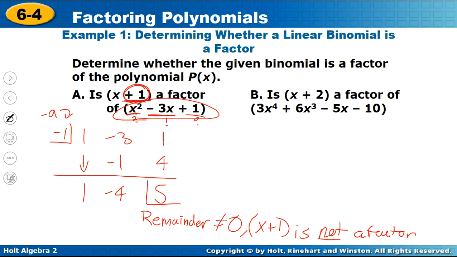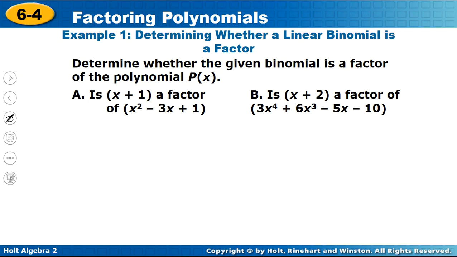All right. If the remainder is 0, then it is. If the remainder is not 0, it is not. And that one was not 0, so it is not. Let's look at the next example.